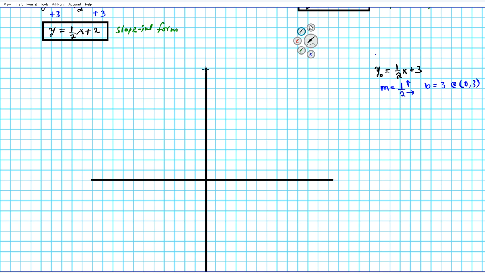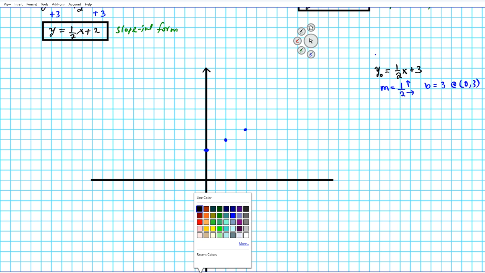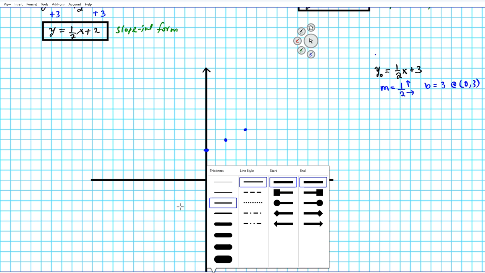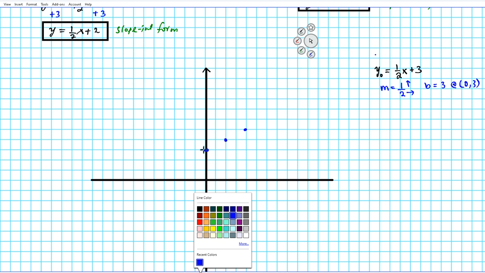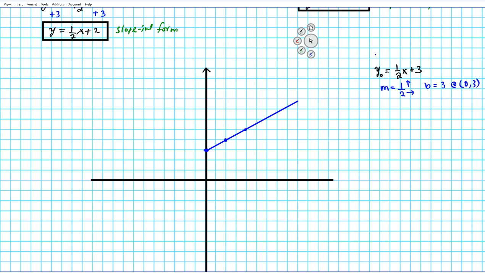Let's graph the first line, y equals 1/2 x plus 3. We start with 3: 1, 2, 3. Starting at 3, we go up 1 and over 2, like that, rise 1, run 2. Let's draw the first line, and let's make it blue, y original. So this is what we have right here, the first line. And we have 2 more lines to go.